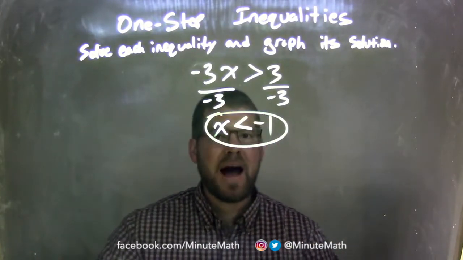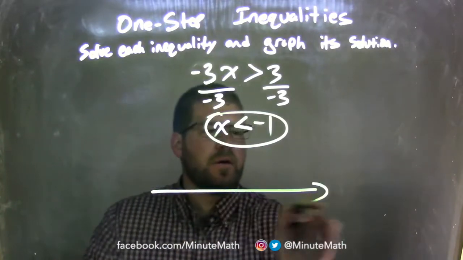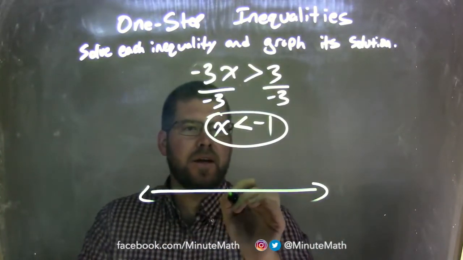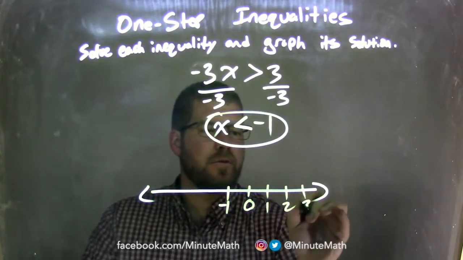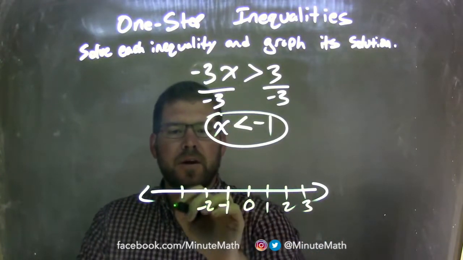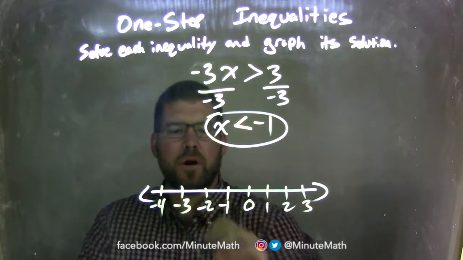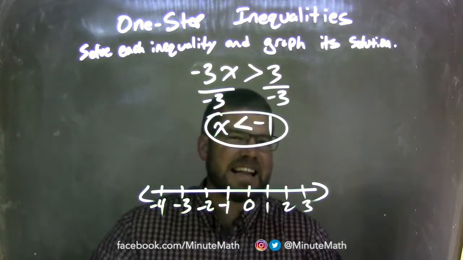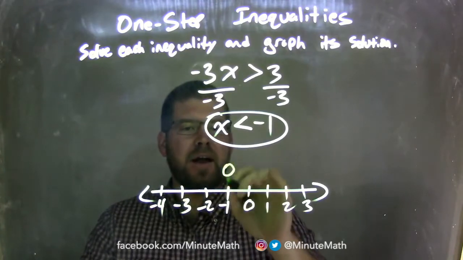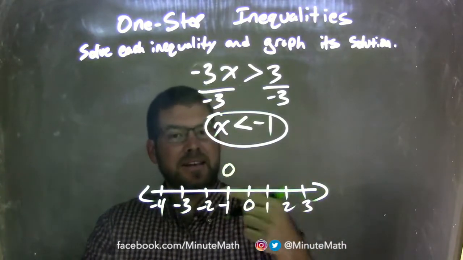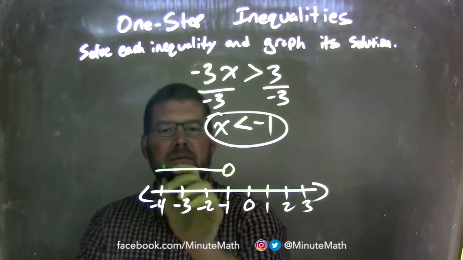But now I need to graph that. Okay? So we graph that. We have a negative 1 here. There's 0, positive 1, 2, 3, and negative 2, negative 3, and negative 4. Okay? So if x is less than negative 1, we have the open circle at our negative 1. And since it's less than, we put the arrow to the left right there.